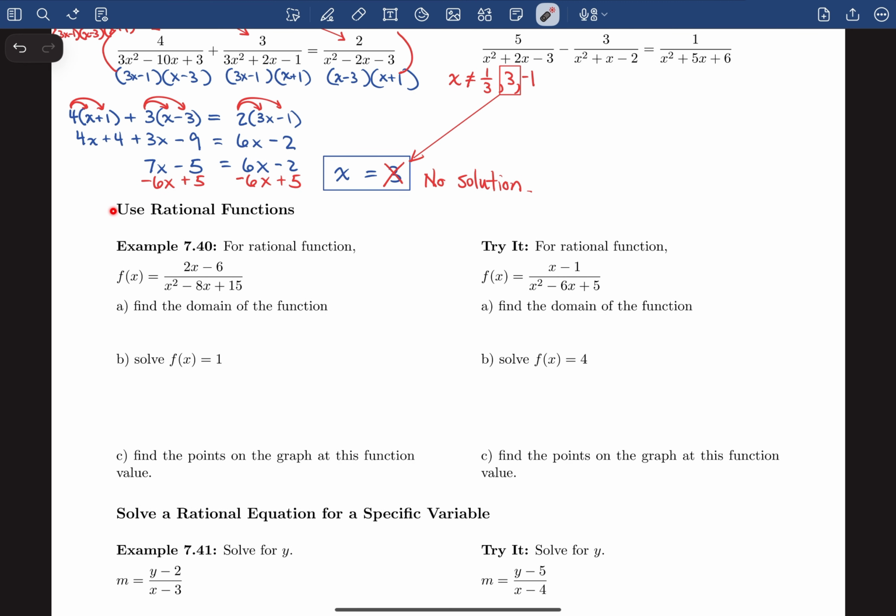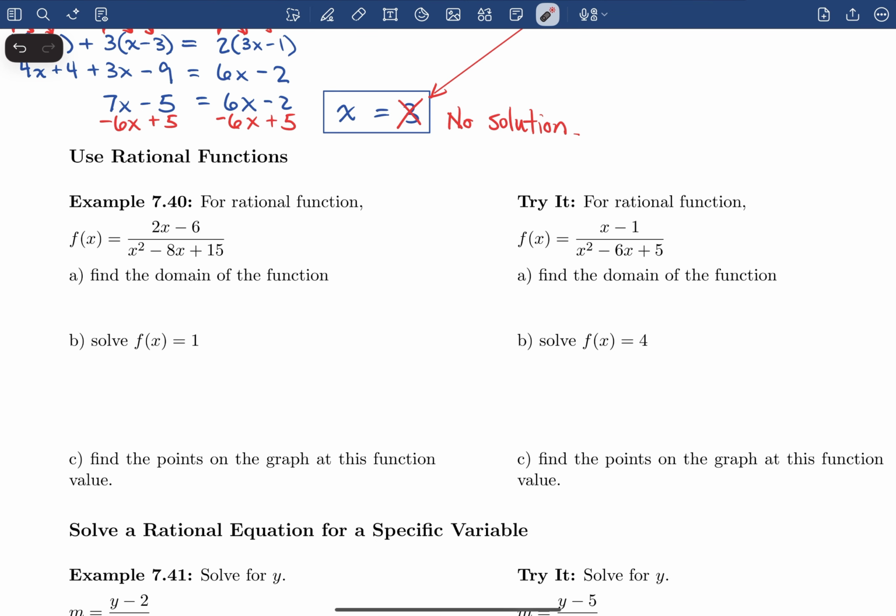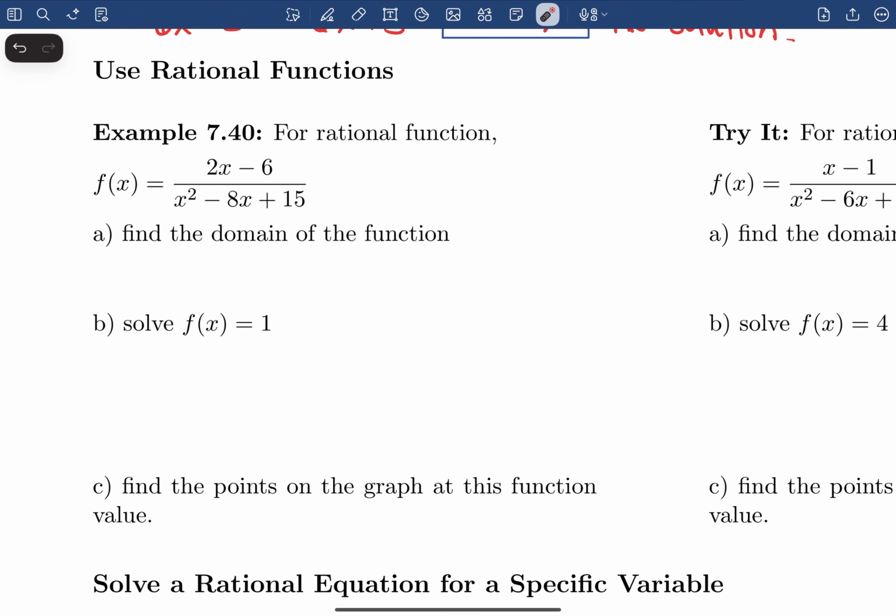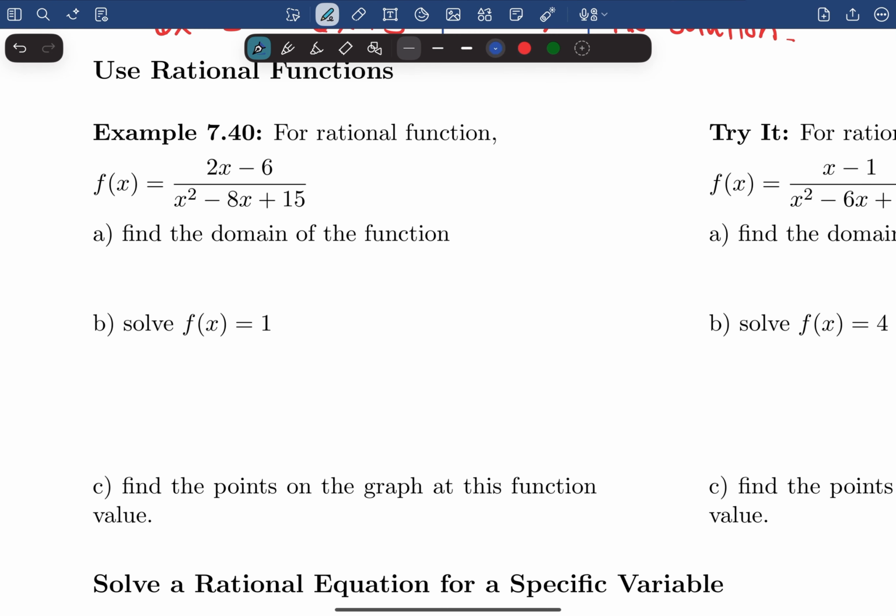The next is to use rational functions, right? And so a rational function is just a function in which it's equal to a rational expression. A function is set equal to a rational expression. And the first objective says to find the domain of the function. We did that in a previous lesson. And so let me remind you how that happens. What we do is we set the denominator equal to 0 and we solve for the variable. Okay. And when I do that, I find out, well, x squared minus 8x plus 15 factors into x minus 5 times x minus 3.